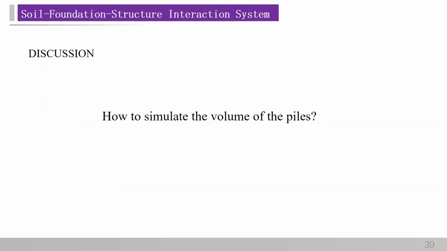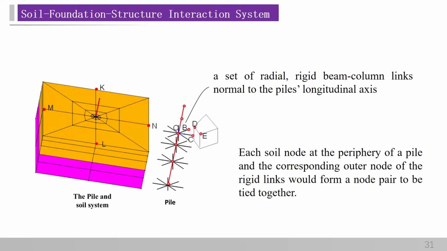The next topic is about how to simulate the volume of the piles, because when we build the beams, columns, and the piles, the beam column element is just a line. It ignores the volume of the piles. The red line indicates the piles, and we could add a set of radial rigid beam column links here to simulate the volume of the piles.